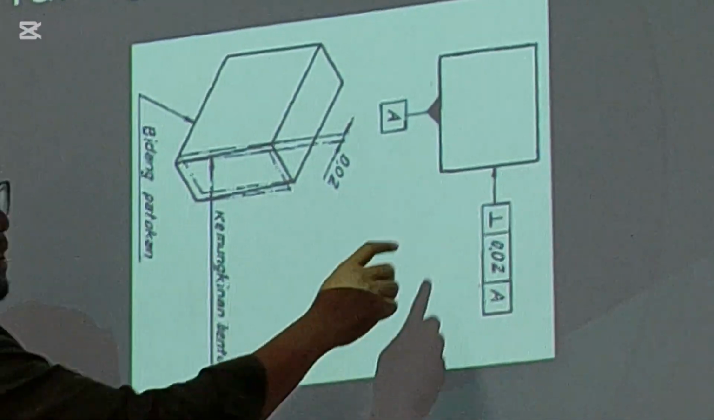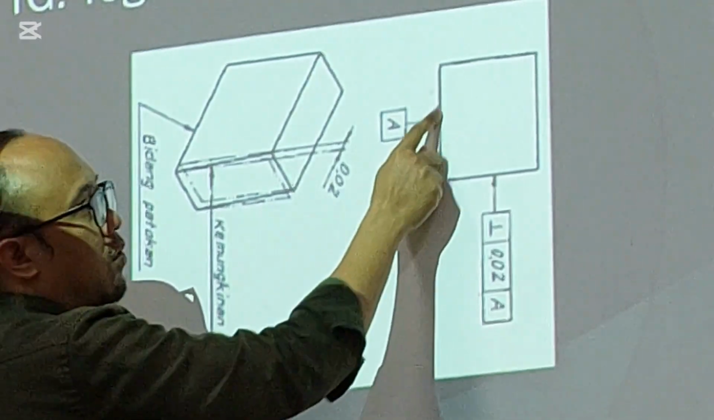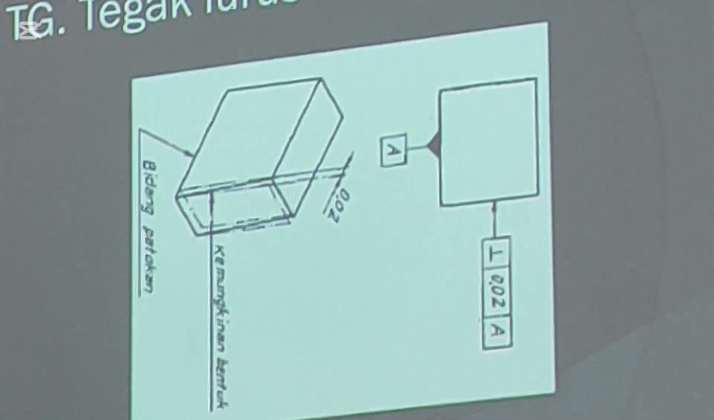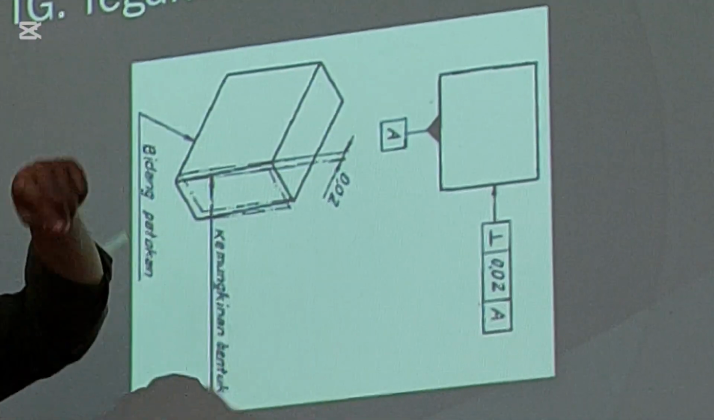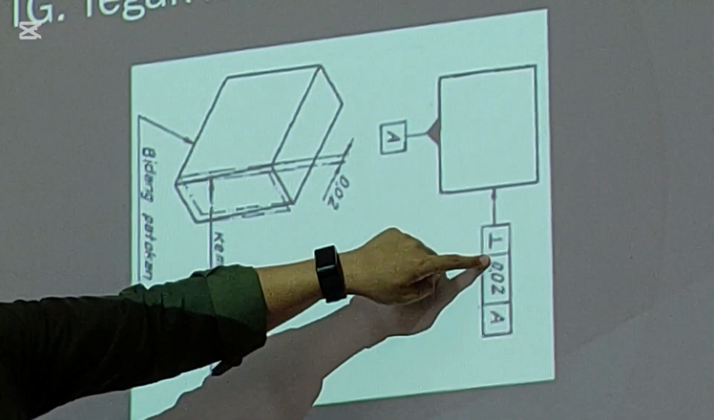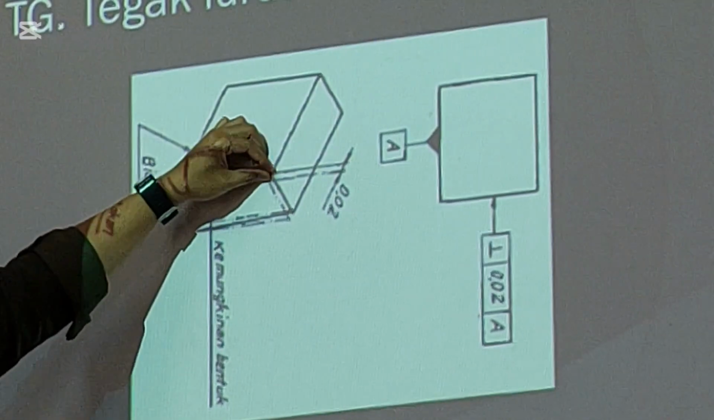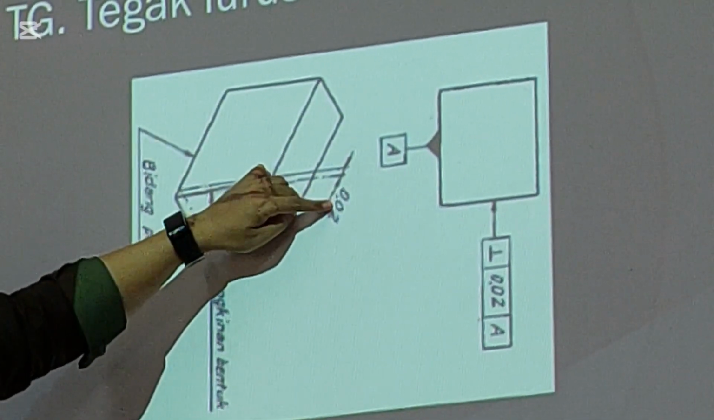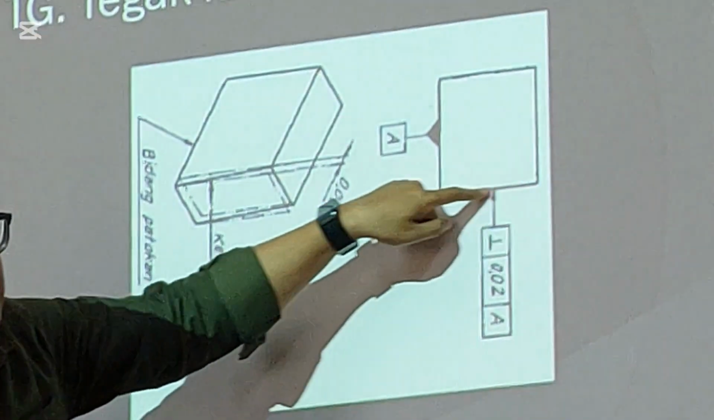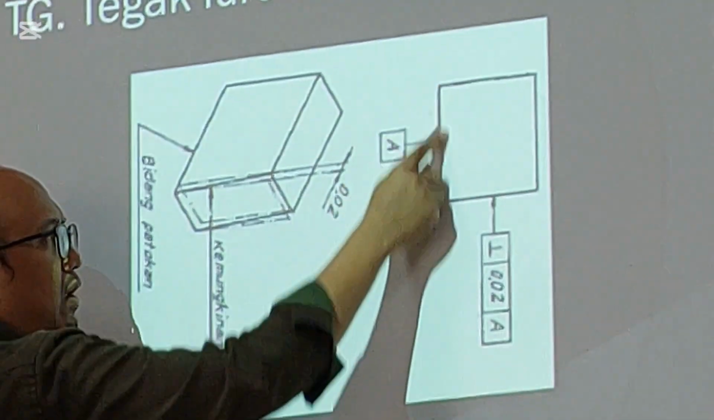This is for perpendicular. It means that this area must be perpendicular with this area because the A point is at this line. So it means that this line and this line will be perpendicular, or the angle will be 90 degrees. But there is some tolerance, 0.02. It means that if some angle is different, it is okay as long as the distance is no more than 0.02. This line using this reference point.